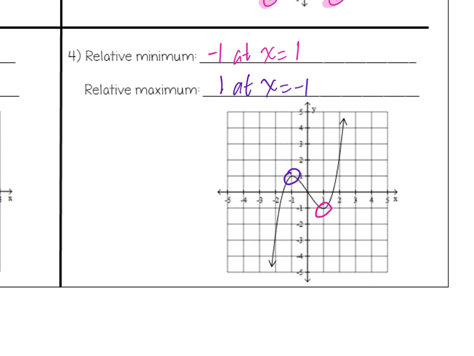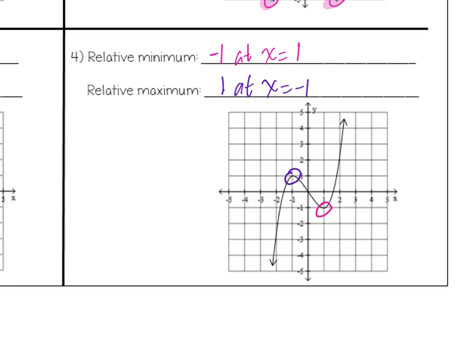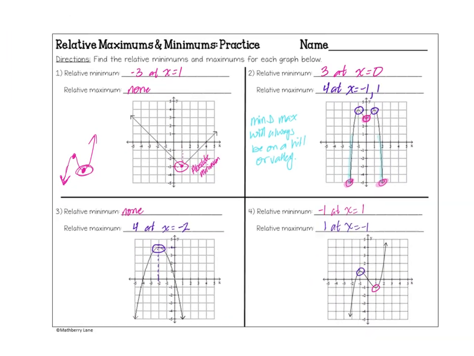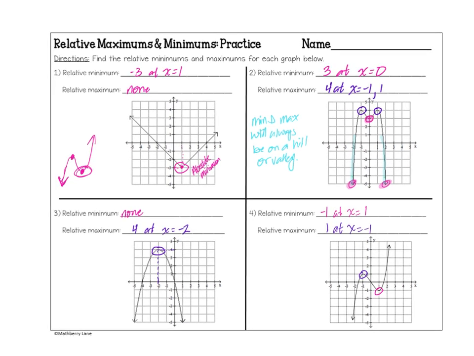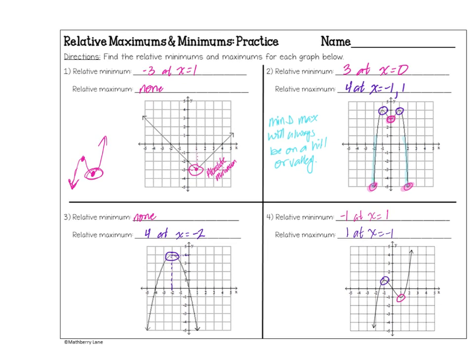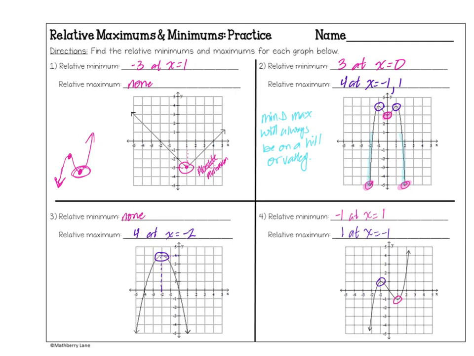All right, and that's it. That's all it is to finding minimums and maximums. I find my heights, I find my y's, and then where it's at, my x's, and that's it. Looking for the peaks and the valleys, the hills and the valleys, however you want to think about it. So now we're going to go to the homework, and I'm going to show you how to answer them correctly so you don't get them wrong. Does that make sense?